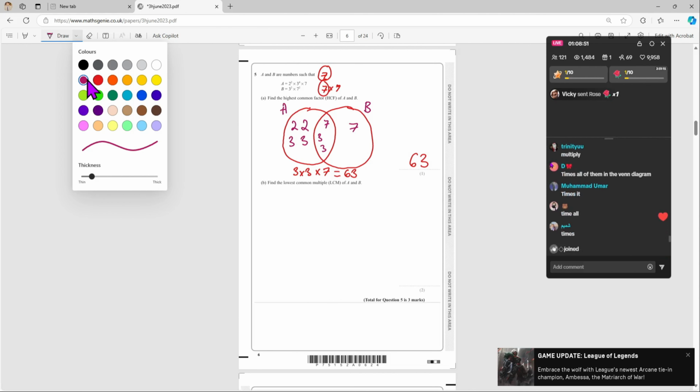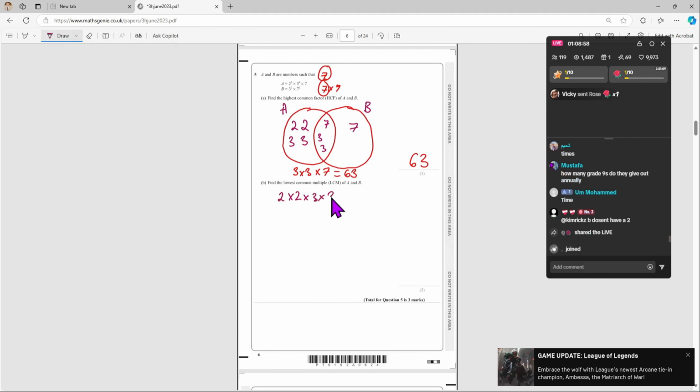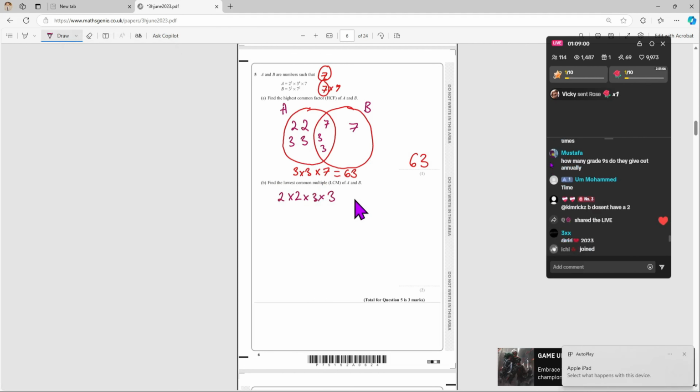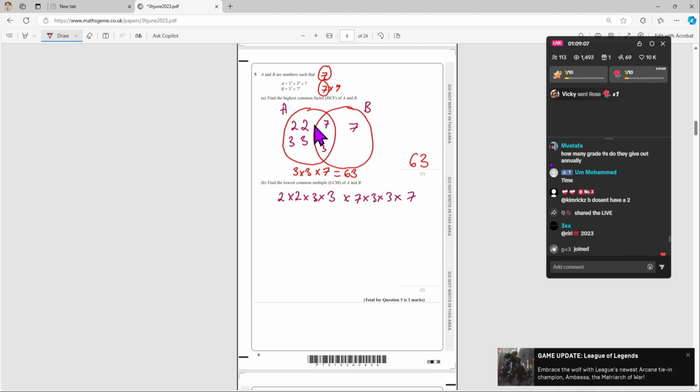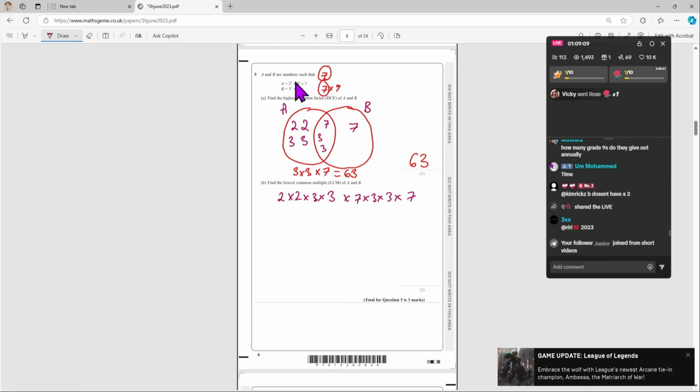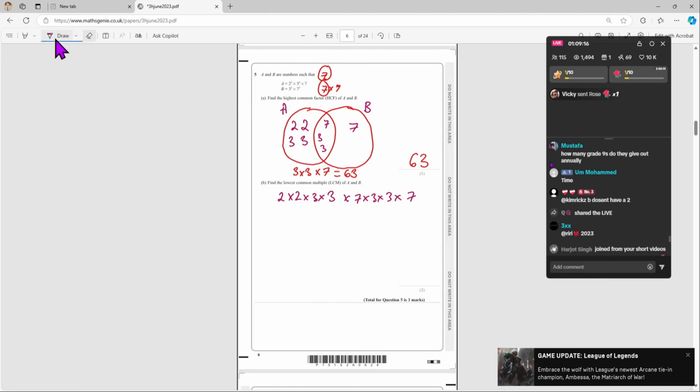So you would do 2 times 2 times 3 times 3. That is every single number in A. And then times 7 times 3 times 3, and then times 7. So times every single number in our Venn diagram. Do not times every single number over here. If you do that, you'll get a wrong answer. Only times every single number in our Venn diagram, okay? Remember, Venn diagram, because it takes account of the common numbers as well.